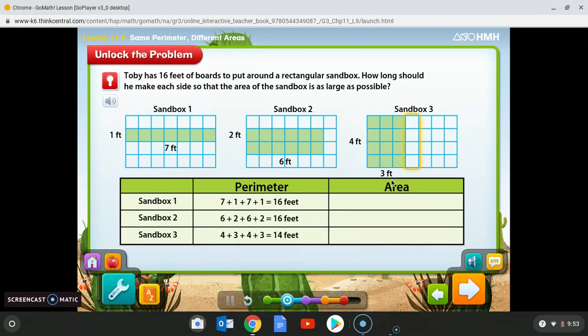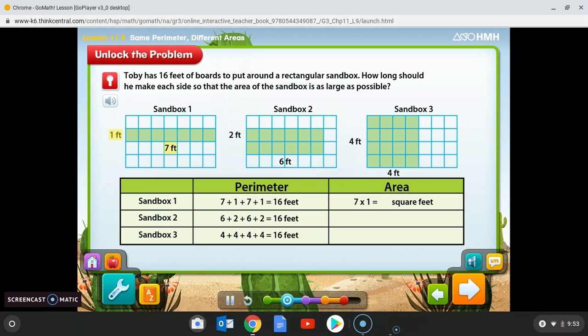3 and 4. 7 and 7 is 14. Now finally, when we have a sandbox that is 4 feet wide and 4 feet long, that's how we get 16, because 4 plus 4 plus 4 plus 4 is 16. Now, what's the area of this sandbox?